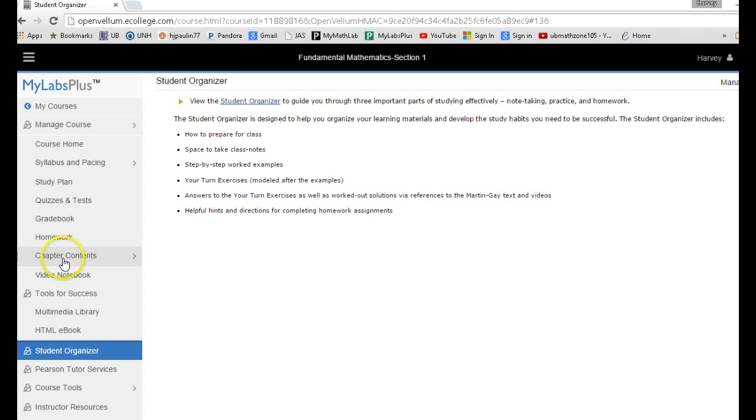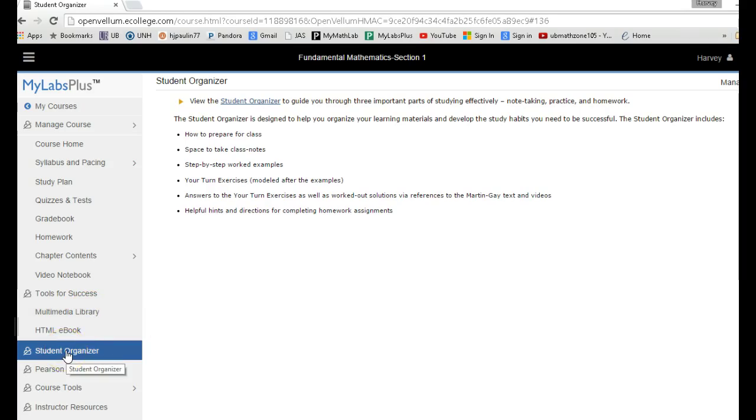Textbook is there in chapter contents. Video notebook would be pages that, if you watch the videos related to the textbook, you could take notes on that. Tools for success are also there. Multimedia library, this is where the videos are. There's also PowerPoint slides and other things.